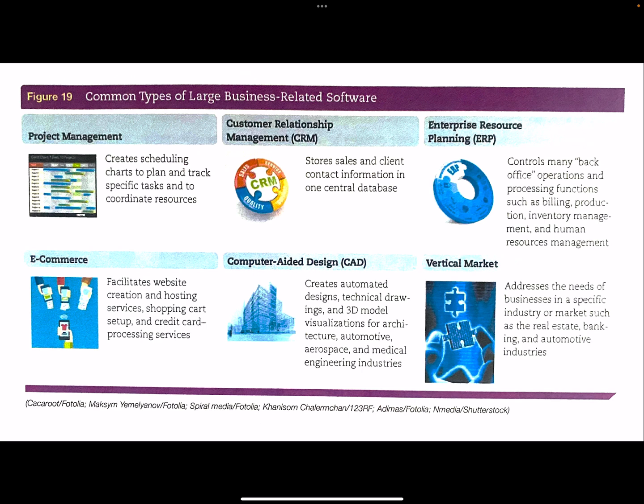Project management creates scheduling charts to plan and track specific tasks. Customer relations: you might store sales and client contact information in one central database. Enterprise resource planning controls many back office operations and functions such as billing, production, inventory management, and human resource management. E-commerce facilitates website creation, hosting services, shopping cart setup, and credit card processing.